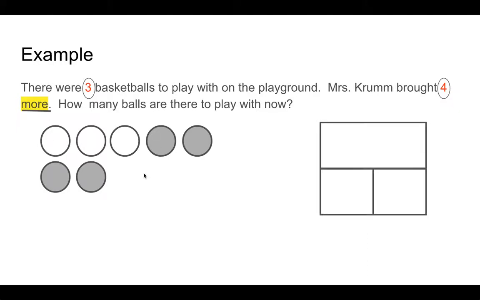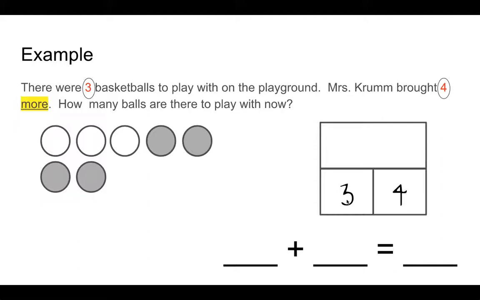I can also use the part-whole box to help myself, or an equation. So let's take a look at the part-whole box. Again, when there are stories about joining, it's going to be the 2 parts that I know. So I know that one group of basketballs that was already there was 3. So I put 3 in that one part. I also know that Mrs. Crumb bought 4 more, so that's another part or a group that I'm putting together. So I put the 4 in the other side.